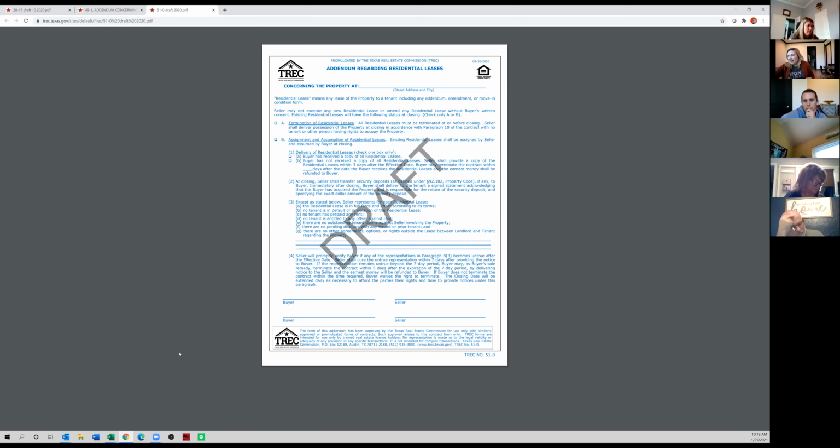It is after closing. So it says immediately after, in paragraph B2, immediately after closing, buyer shall deliver to tenant a signed statement acknowledging that the buyer has acquired the property and is now responsible for the return of the security deposit and specifying the exact amount of the security deposit. Other than that, really everything is handled prior to closing.